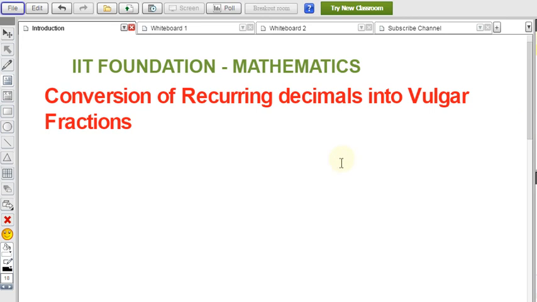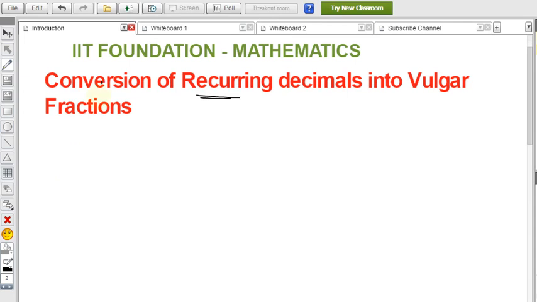In IIT Foundation Maths, in this video I'll explain the conversion of recurring decimals into vulgar fractions. Conversion of recurring decimals. First you should know what recurring decimals are. So what is called recurring and what is non-recurring. Let me explain recurring decimals first. Then you'll see how to convert them into fractions, or vulgar fractions.